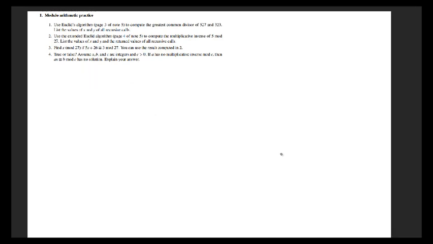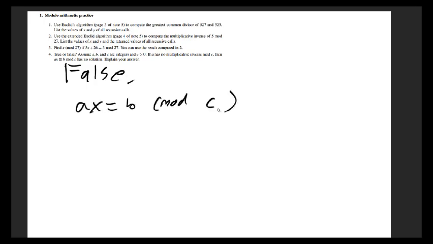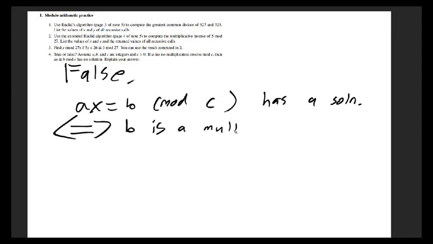So, false. It's not always the case that something like this has no solution. In fact, if you cared to be more specific, which you don't have to be for this homework, just say false and give an example like that. But if you cared to be more specific, what you could say is that it turns out ax equals b mod c has a solution just in case b is a multiple of the GCD of A and C.